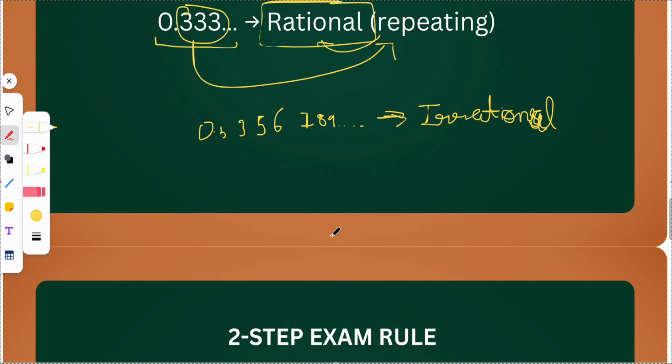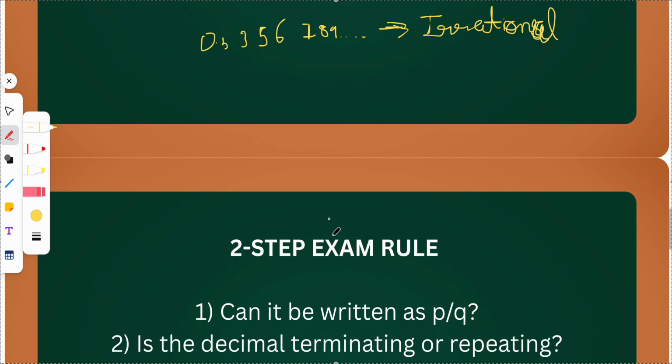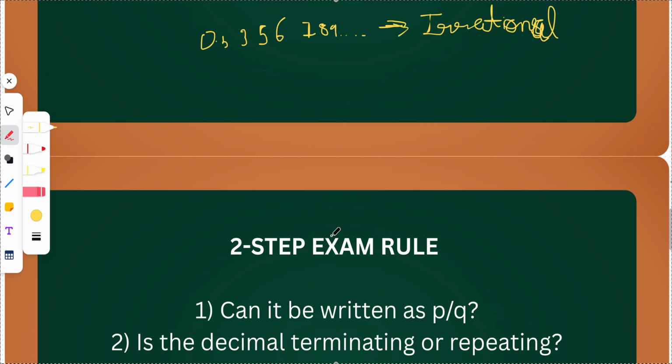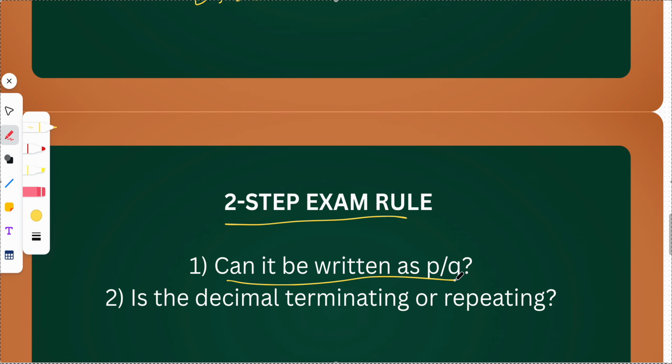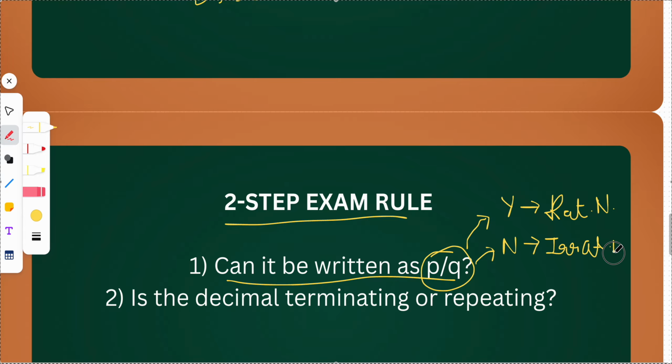Now I'll tell you one thing. This is a two-step examination rule which you should remember while solving questions in which they ask, tell me whether the given number is a rational number or an irrational number. It is a two-step examination rule technique. Basically you have to ask two questions. First, can it be written in p by q format? If yes, then you will answer that it is a rational number. If no, it cannot be written in p by q format, then you will answer that it is an irrational number.